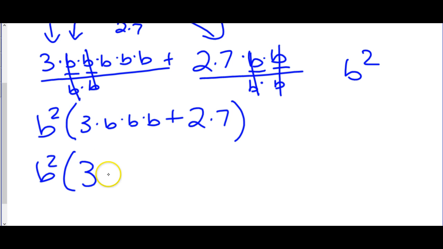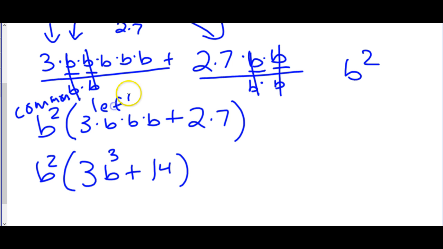So there are 3 b's together, which is b to the third. 2 times 7 is 14. So you break it down as much as you can. You find what they have in common. That common piece goes outside, and then the leftovers go inside the parentheses.